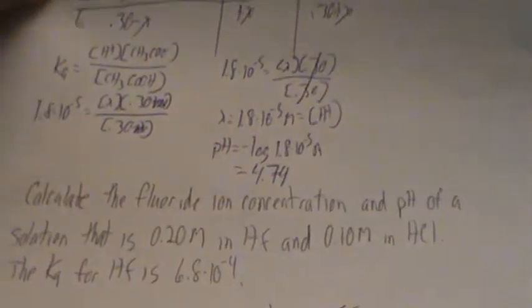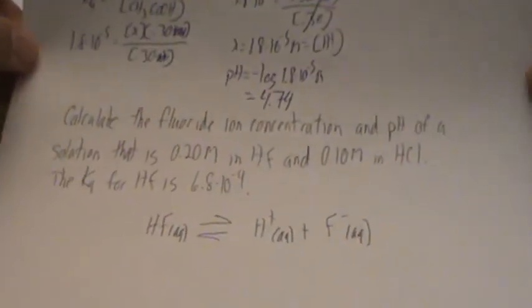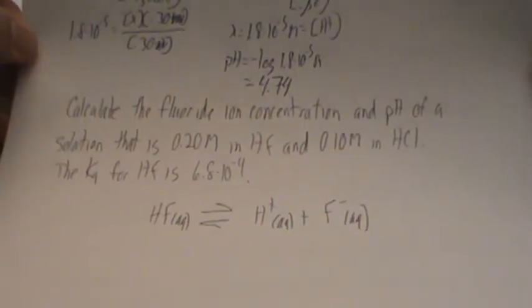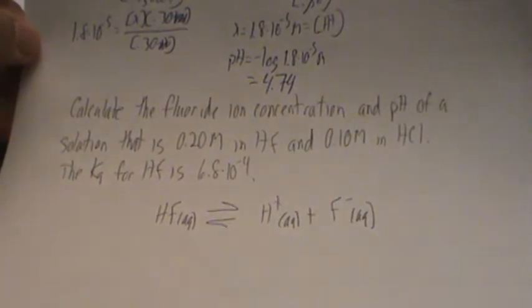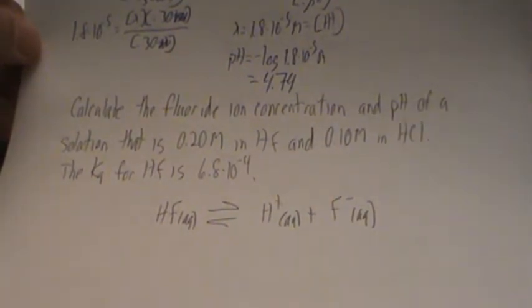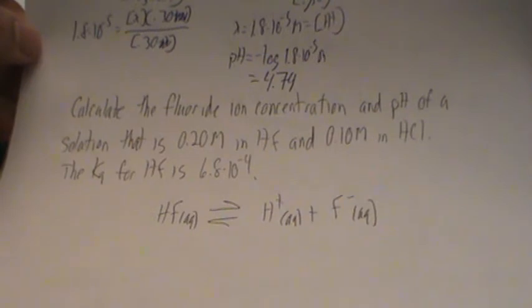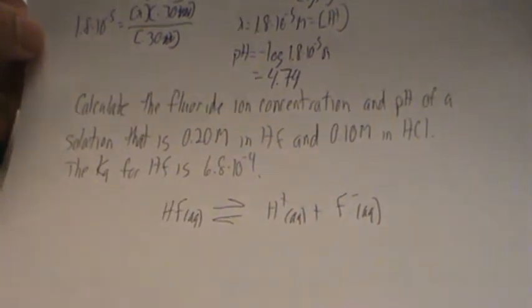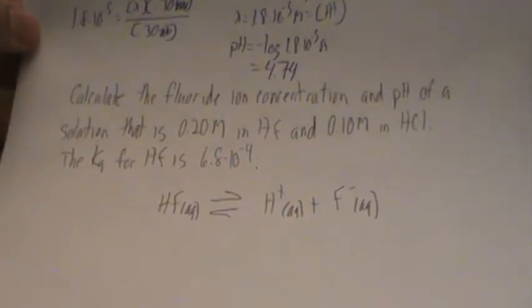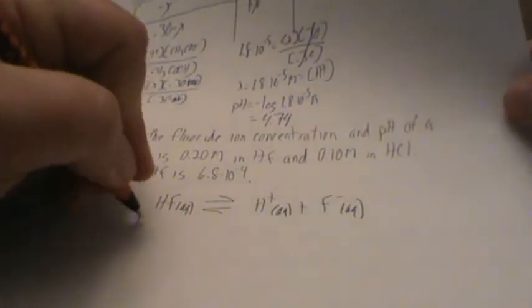Alright, so let's look at another example of this. It says, calculate the fluoride ion concentration and the pH of a solution that is 0.2 molar hydrogen fluoride and 0.1 molar HCl. And we're given the Ka for HF as 6.8 times 10 to the negative fourth.